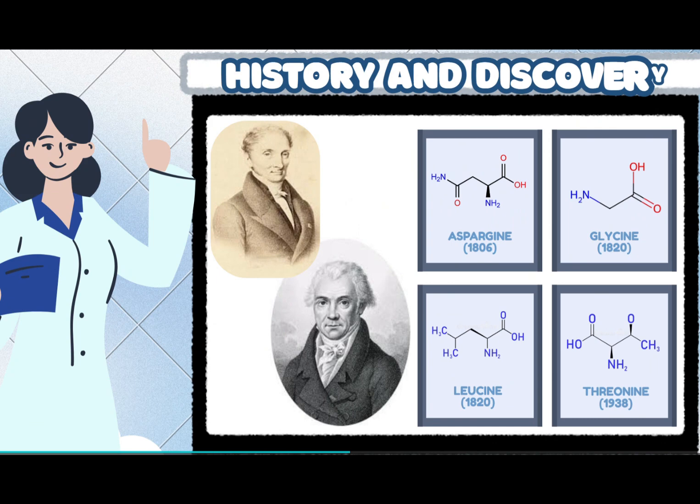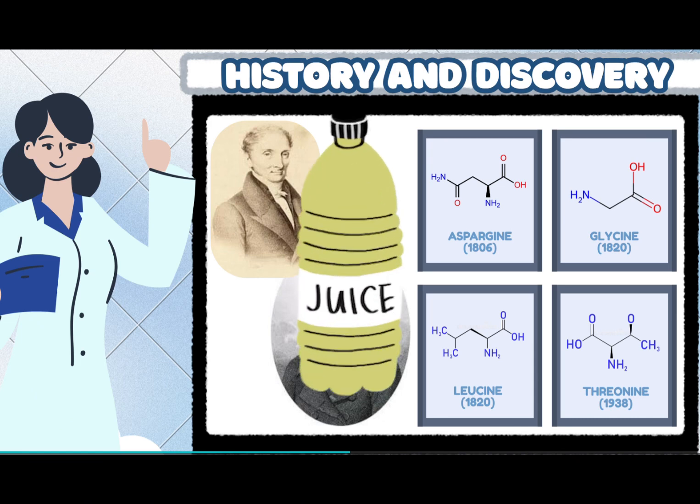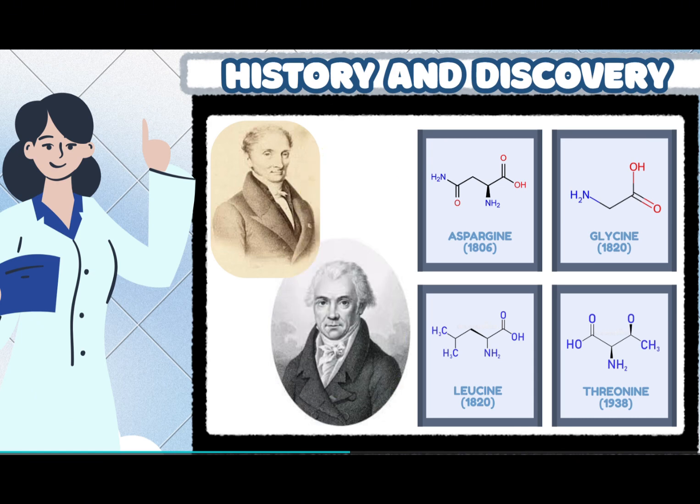The story of amino acids isn't a recent one. The first amino acid, asparagine, was isolated in 1806 from asparagus juice by French chemist Louis-Nicolas Vauquelin and Pierre-Jean Robiquet. This marked the beginning of a scientific quest that spanned over a century.